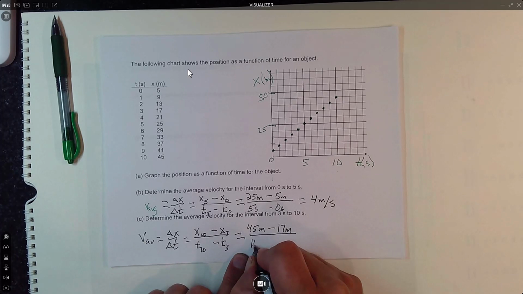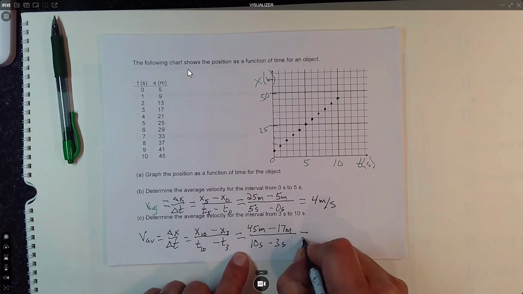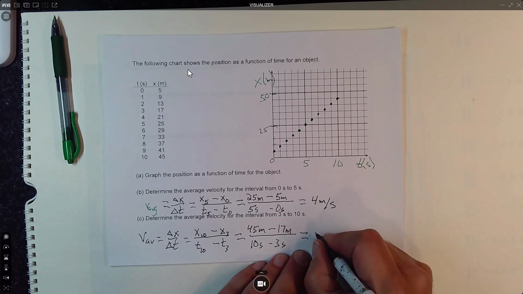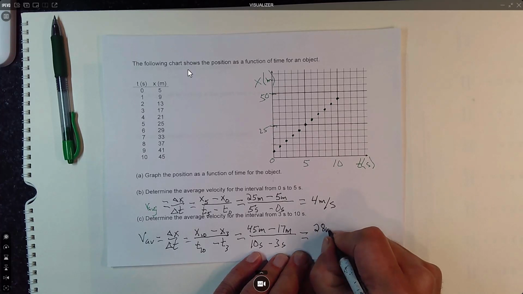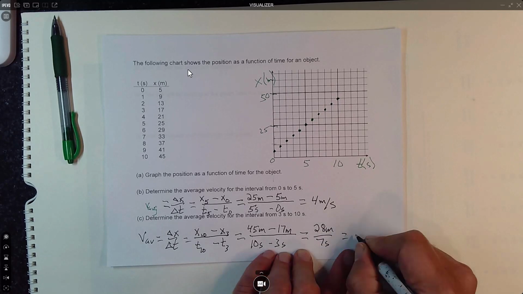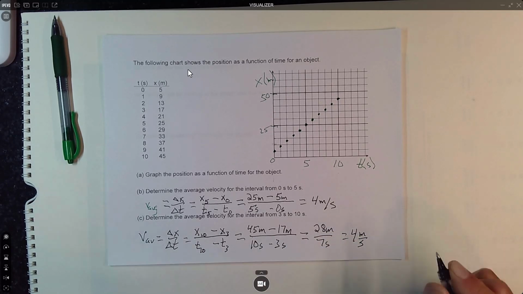T10, that'll be 10 seconds minus 3 seconds. This one, 45 minus 17, happens to be 28, I'm pretty sure. Check that if you don't trust me. 28 meters divided by 7 seconds, which is also 4 meters per second.